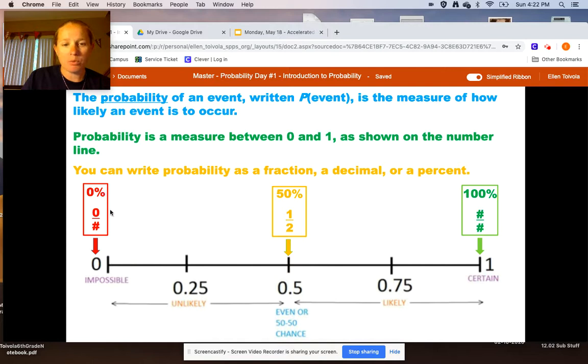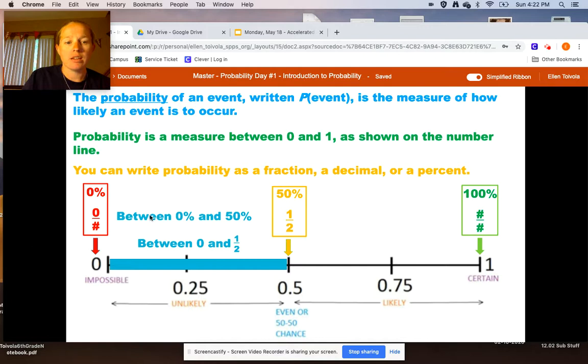But now we have some words underneath our number line. Here's the word unlikely. Do you see how it's underneath 0 and 25 hundredths? 0 and 25 hundredths is unlikely, but any spot in this entire blue bar is also unlikely. Anything more than 0, but less than 1/2. Anything between 0% and 50%. Anything between 0 and 1/2. So 33% is unlikely. 2% is unlikely. 49% is unlikely.